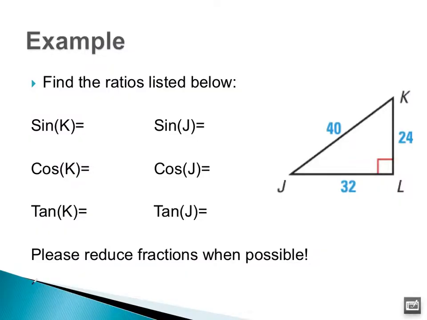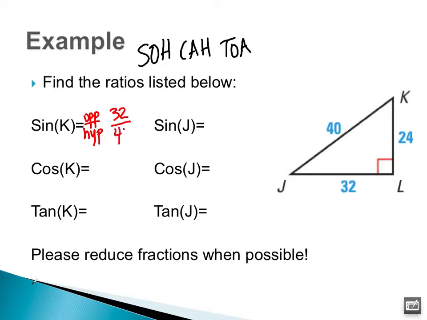Okay, so I hope you started by writing SOH CAH TOA. Okay, so sine is opposite over hypotenuse. Opposite of K is 32, and the hypotenuse is 40. We need to simplify that. Both 32 and 40 are divisible by 8, so dividing both by 8, we get 4 over 5.